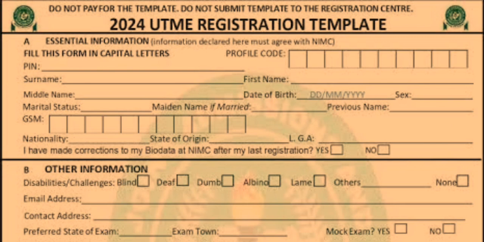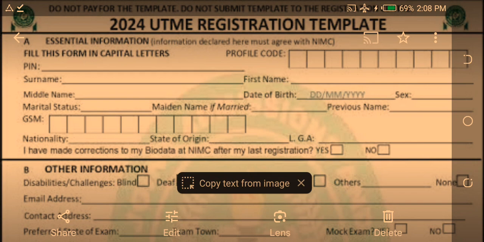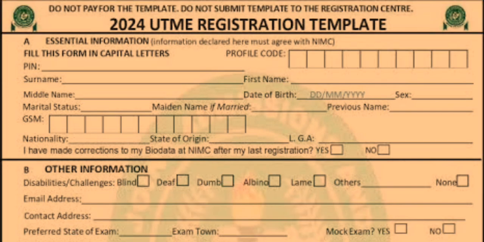Your maiden name, that is if you're already married. Then your previous name if you have. Then you write your GSM number. This GSM number is very important because with this GSM number, you are going to be able to check your JAMB result when it is out. So we always recommend that you use your own GSM number, not your siblings', not your parents', not anybody's, but a GSM number you can always have access to.